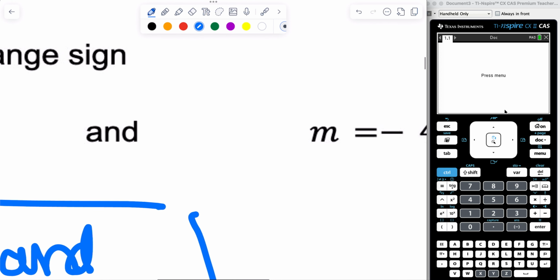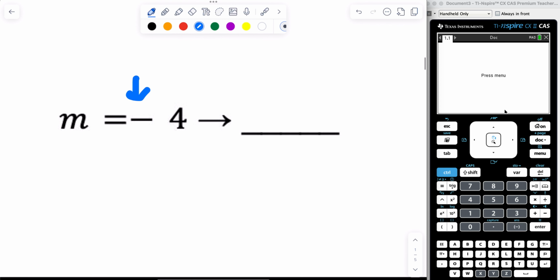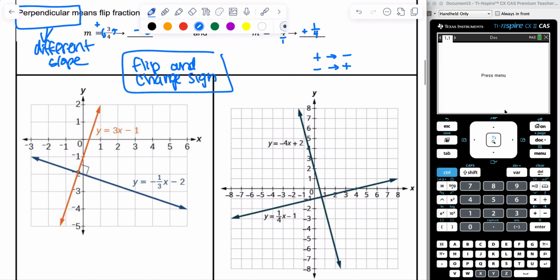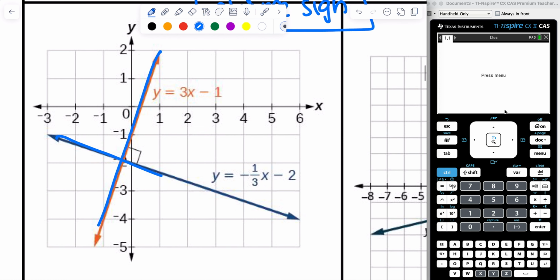Same thing over here. If you start with a negative, you are going to go to a positive, and 4 over 1 is going to change to 1 over 4. Okay? So the biggest thing is, if it's a positive, it goes to a negative. If it's a negative, it goes to a positive. This will help you eliminate all the answers. Alright? So when you have perpendicular lines, they do touch at a perfect little square.